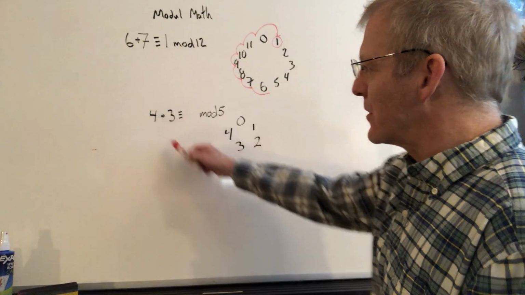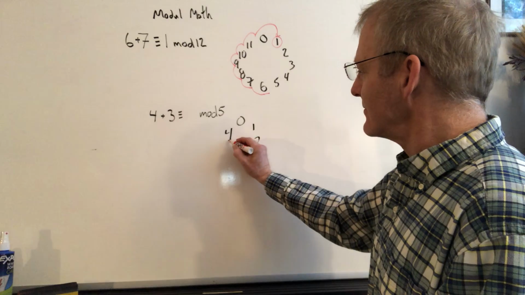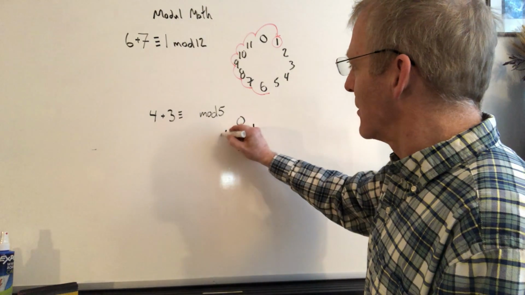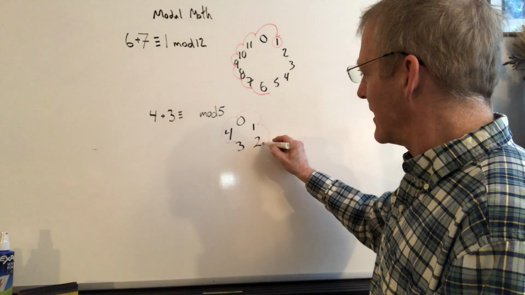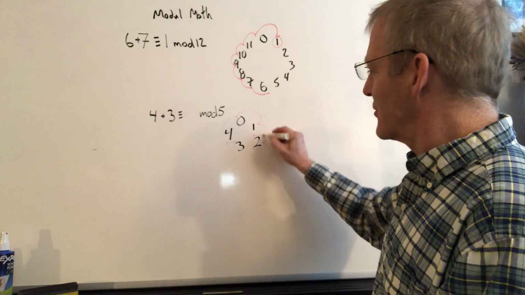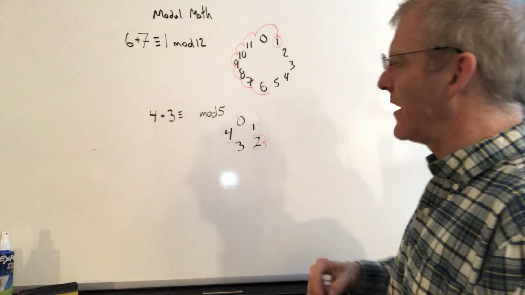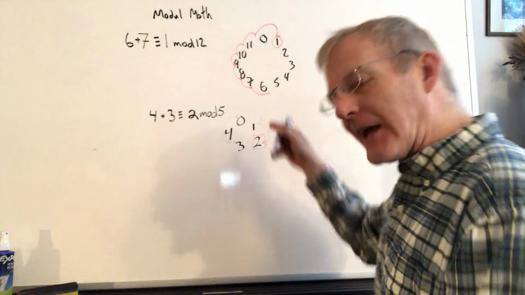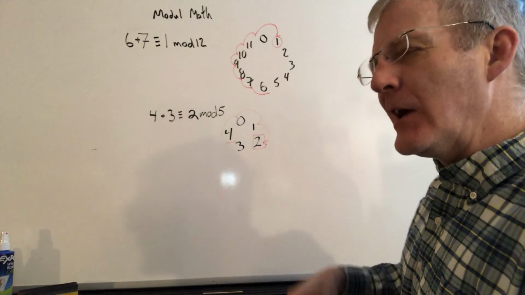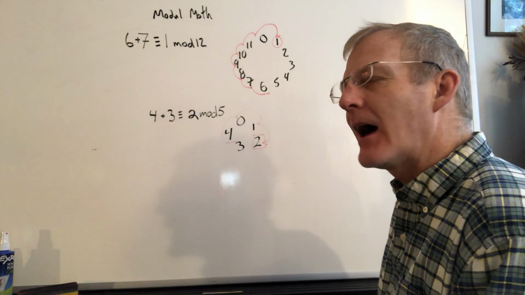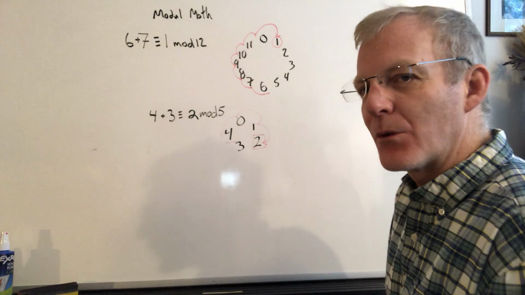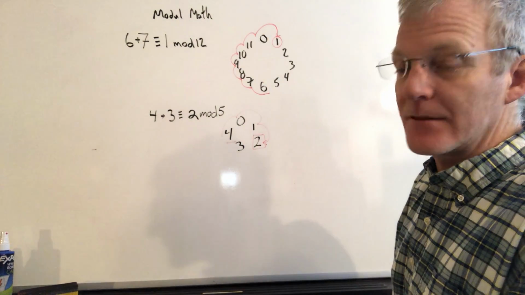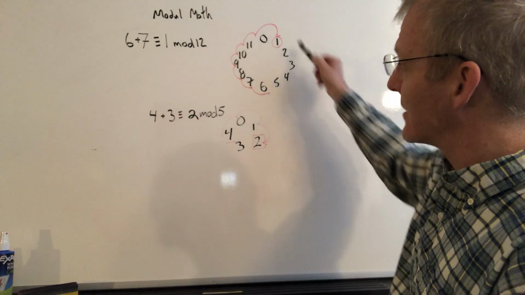Now, what we would do is we would start at the 4. And yes, you guessed it, we would add 3 to that. So 1, 2, 3. And there's our solution, 2 in mod 5. Well, we could draw this out, we could count around and do all of that, but I'll bet you there's an easier way. We'll get to that in a second. So addition, notice we're going clockwise around the clock.